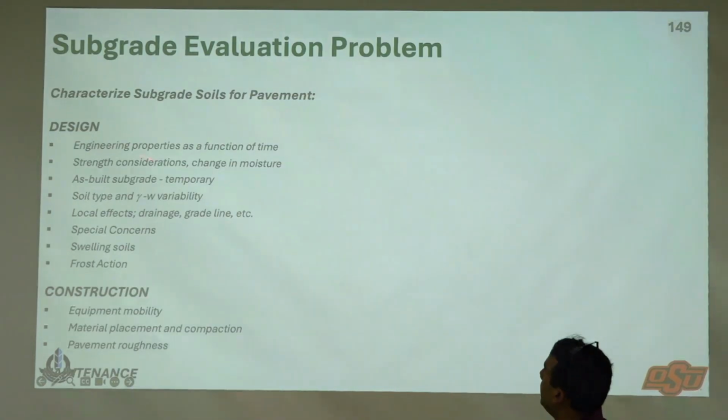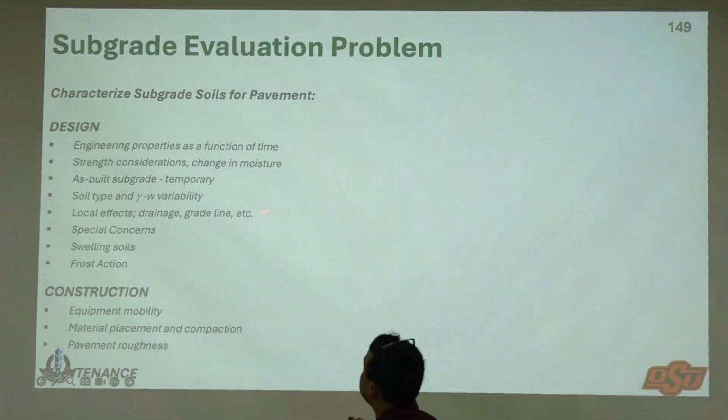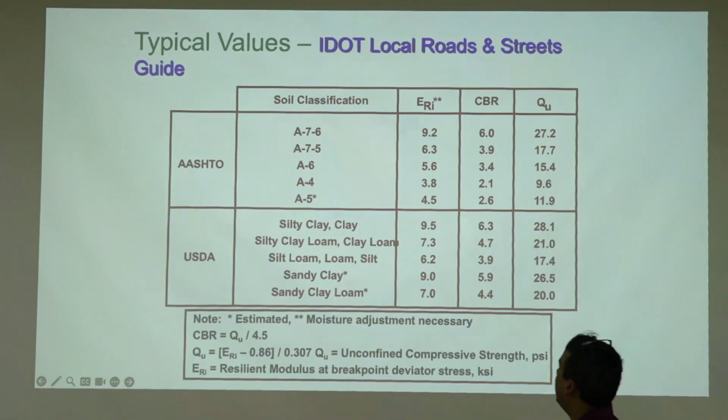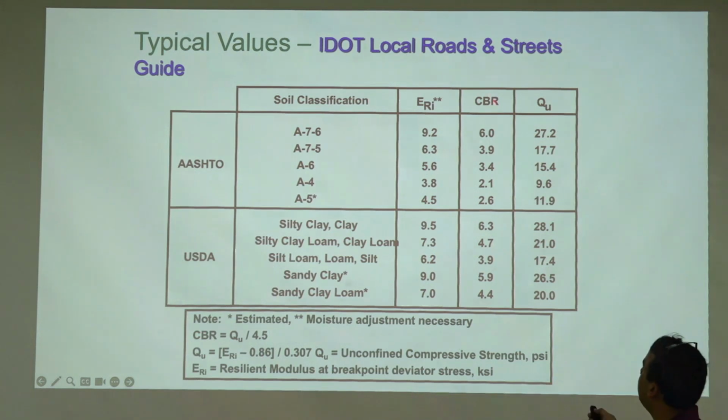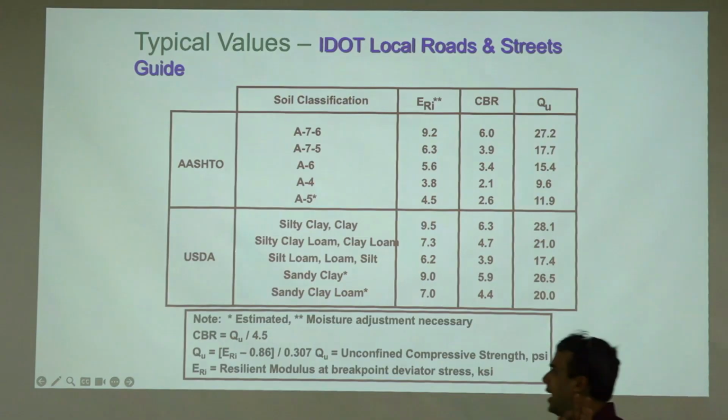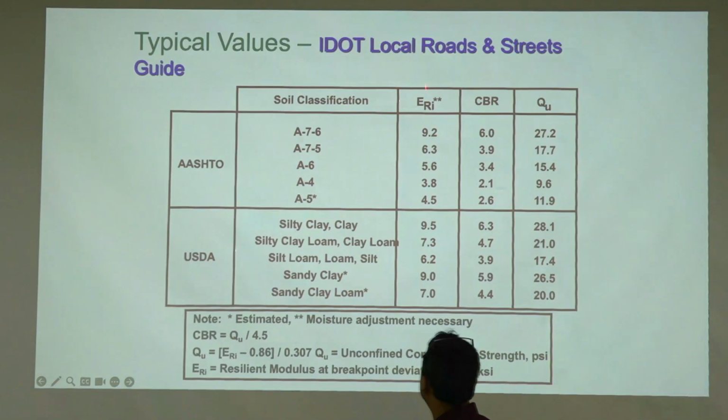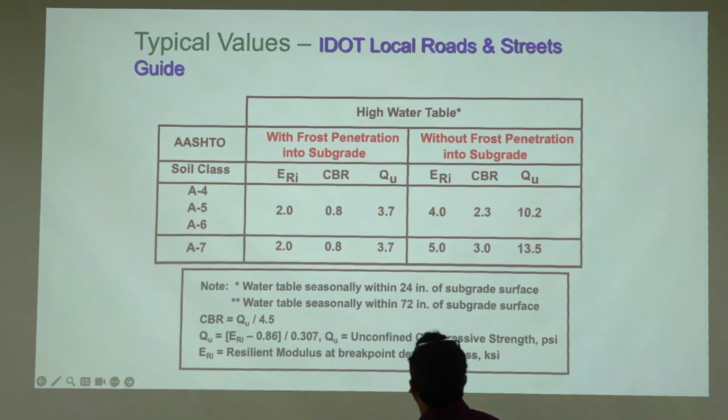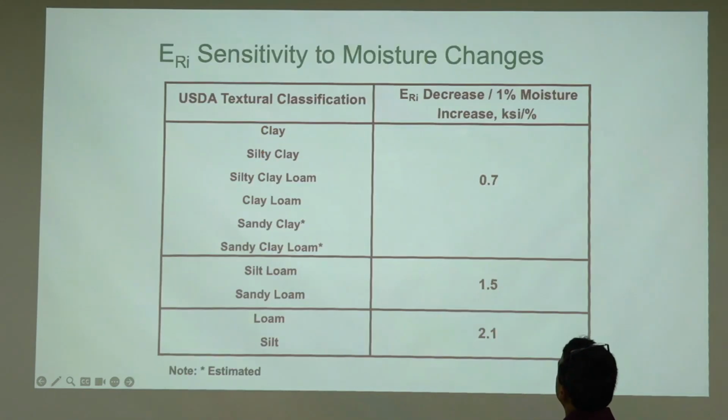We are going to have engineering properties as a function of time, strength considerations, change in moisture, as built subgrade, soil type, local effects, which is drainage grade and stuff, swelling soils, frost action and stuff like that. And sometimes DOTs would establish a typical value, which is CBR, unconfined compressive strength. I haven't gone into ERI yet intentionally. I'll show you that when we go into resilient modulus. It's related to modulus, breakpoint modulus. Again, some typical values. I don't think we need to go over any of this.